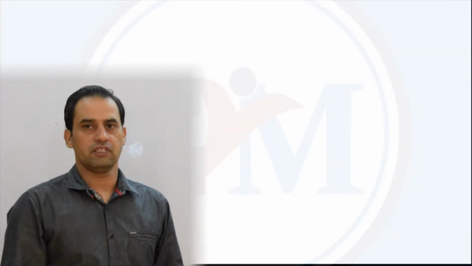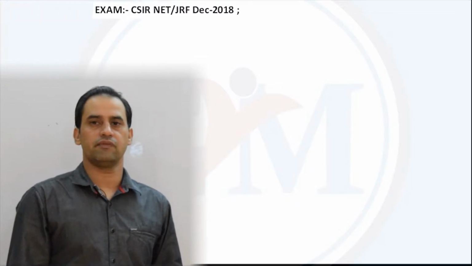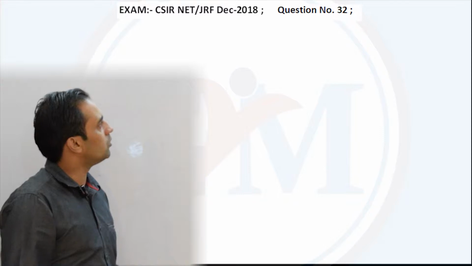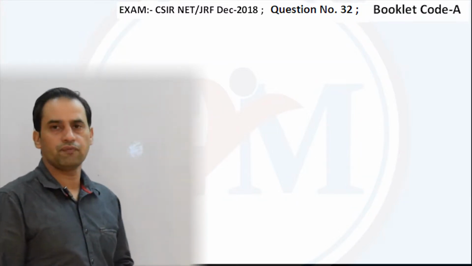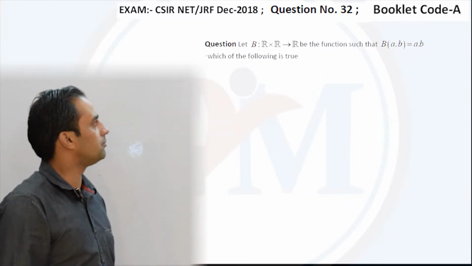Hi everyone. So let's start with another question. This is a question from CSIR NET JRF December 2018, question number 32, booklet code A, and this is a question from linear algebra. Your question is basically from bilinear transformation.